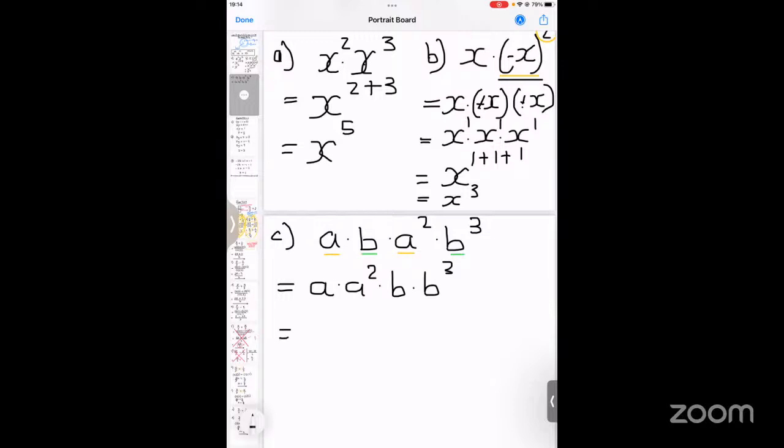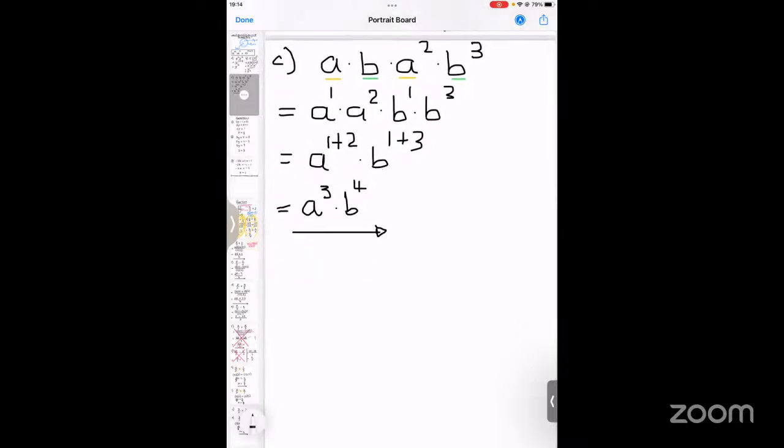So that means you obviously have an invisible 1. Then you've got a, then you've got your 1 that you plus with your 2, and then you've got your b, where you have 1 that you plus with 3. And then finally, you have a to the exponent 3, b to the exponent 4. It ends there, Manahil, because you cannot work out a and b because they are not of the same base.